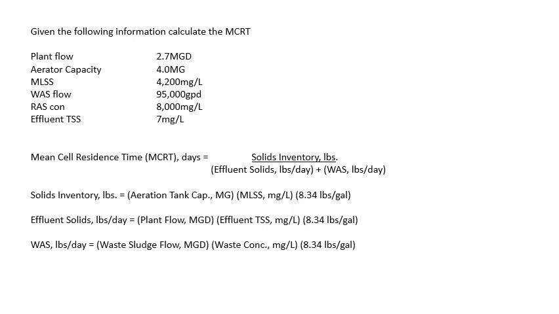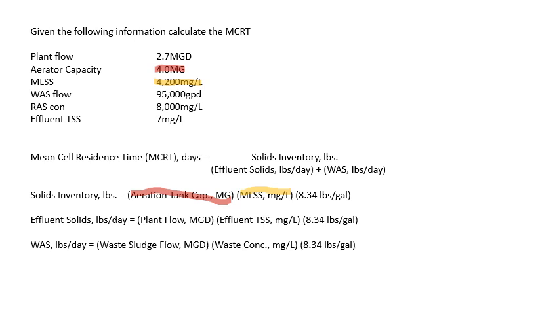All right, on this slide, I'm going to be using my highlighter to highlight the formula and the things that are getting plugged into it, and then I will have the numbers plugged in on the next slide. So first, your solids inventory in pounds formula is equal to your aeration tank capacity in million gallons, which is 4.0 million gallons, times your MLSS in milligrams per liter, which is 4,200 milligrams per liter, times your 8.34 pounds per gallon.